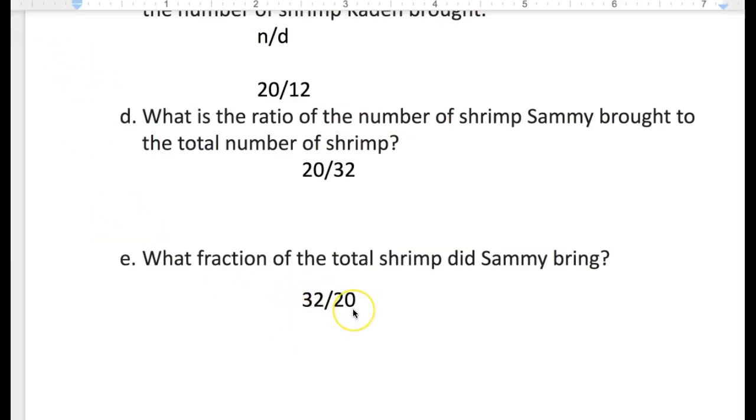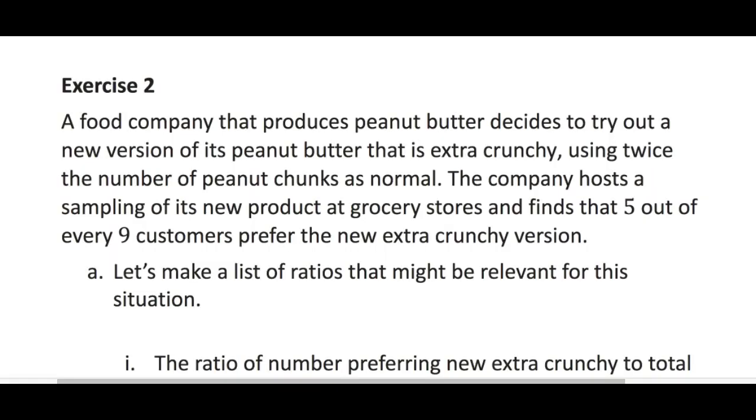And now I've made it big so we can see it clearer. Exercise 2. A food company that produces peanut butter decides to try out a new version of its peanut butter that is extra crunchy using twice the number of peanut chunks as normal. The company hosts a sampling of its new product at grocery stores and finds that 5 out of every 9 customers prefer the new extra crunchy version.